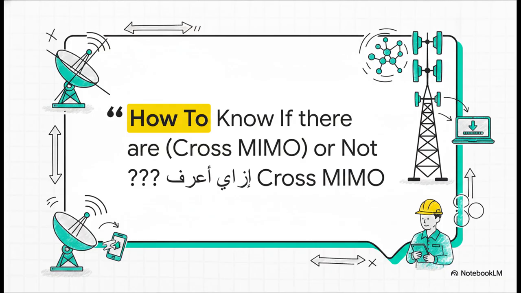And this perfectly illustrates the real-world application we're looking at here. Right in the middle of tracking antenna setups, the engineer writes out this incredibly practical troubleshooting question, complete with authentic bilingual Arabic shorthand. They write, how to know if there are cross MIMO or not, followed by the Arabic, إزاي أعرف cross MIMO. إزاي أعرف literally translates to how to know.